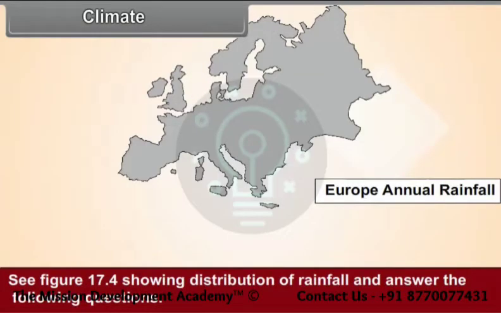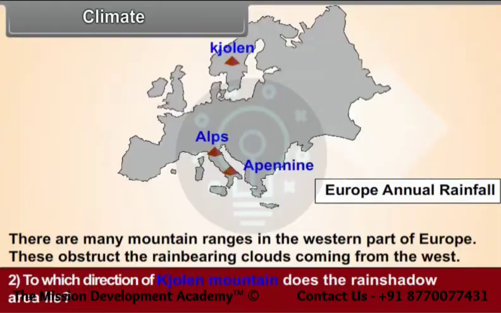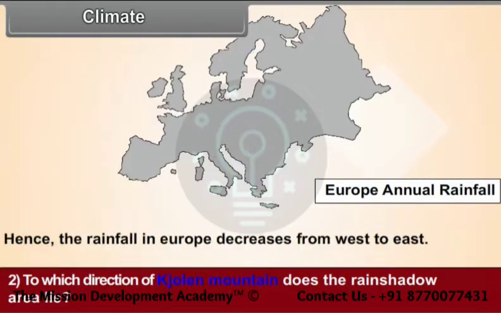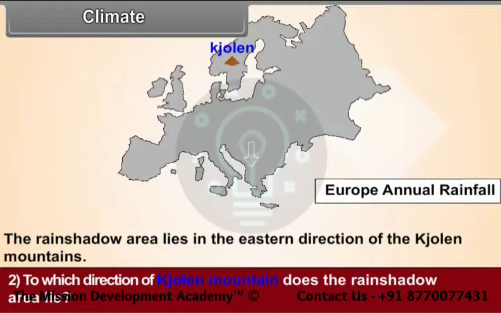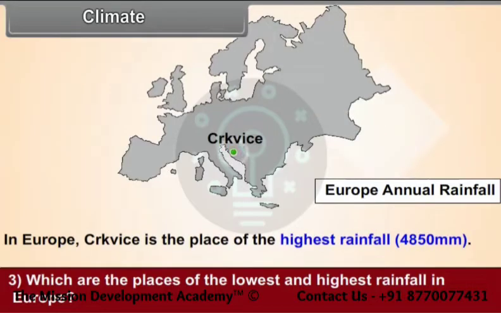See figure 17.4 showing distribution of rainfall and answer the following questions. Number 1. In which direction does the rainfall in Europe decrease and why? Number 2. To which direction of the Alps Mountain does the rain shadow area lie? Number 3. Which are the places of the lowest and highest rainfall in Europe?